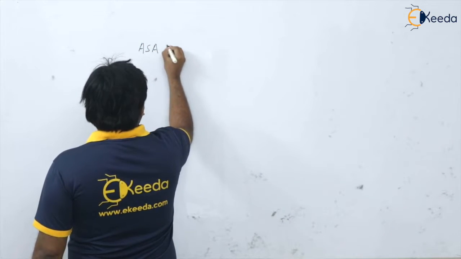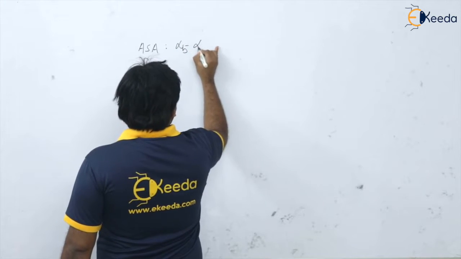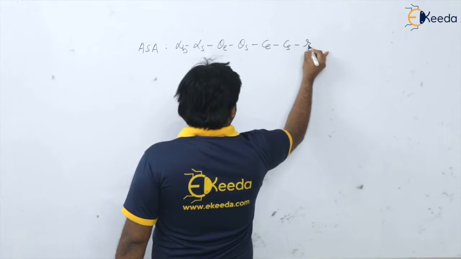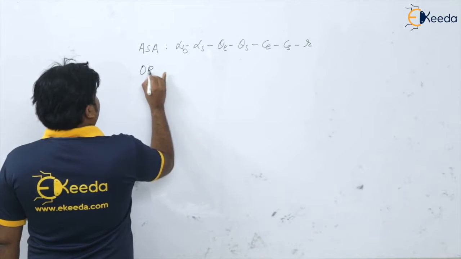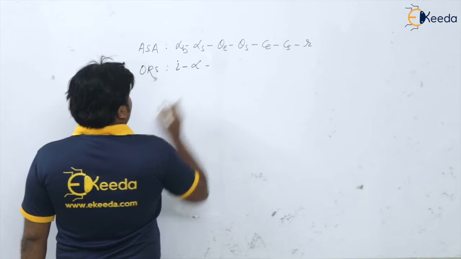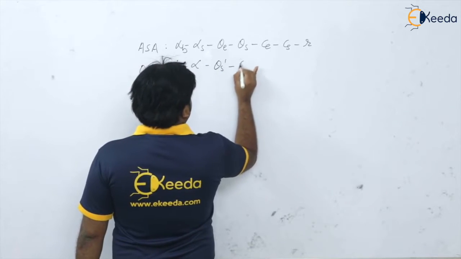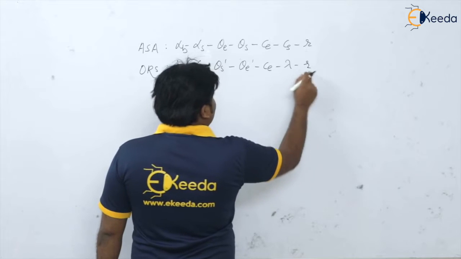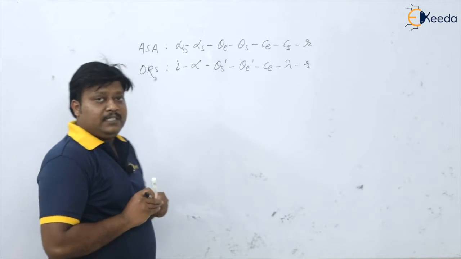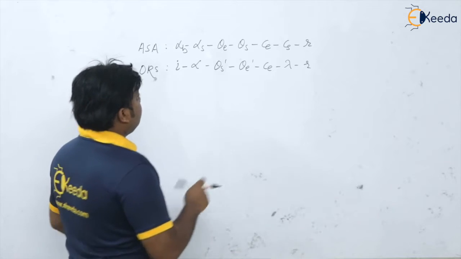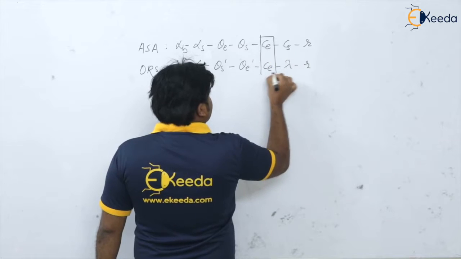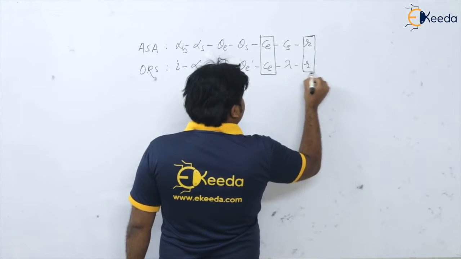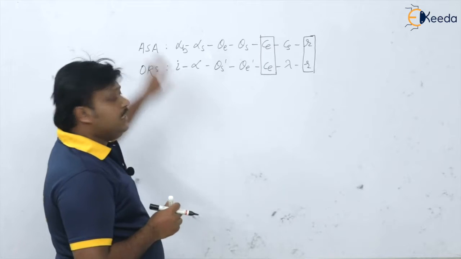Say ASA: there is back rake angle, side rake angle, end relief, side relief, end cutting edge, side cutting edge, and nose radius R. And as per ORS, we are having inclination angle, orthogonal rake angle, theta S dash, theta E dash, CE, lambda, approach or entry angle, and nose radius R. Now if you see both of these systems, the end cutting edge angle is the same, it is not changing, and one more thing, the linear dimension radius. So it becomes constant in both the systems.